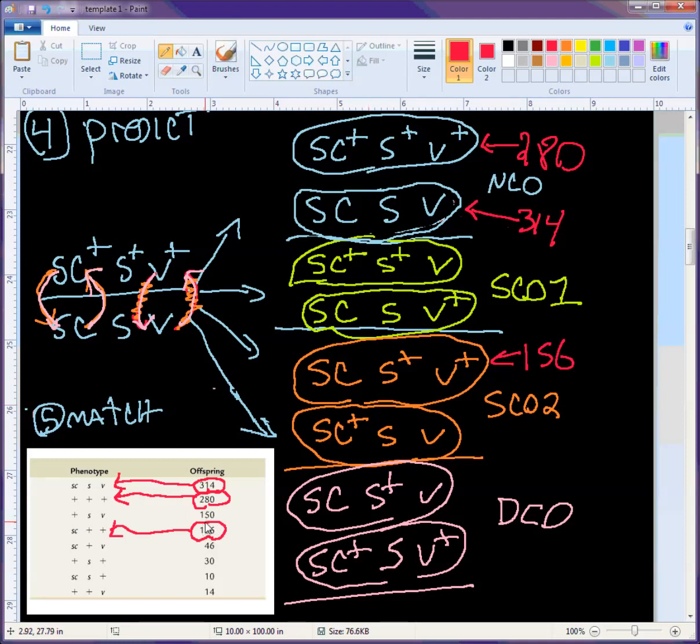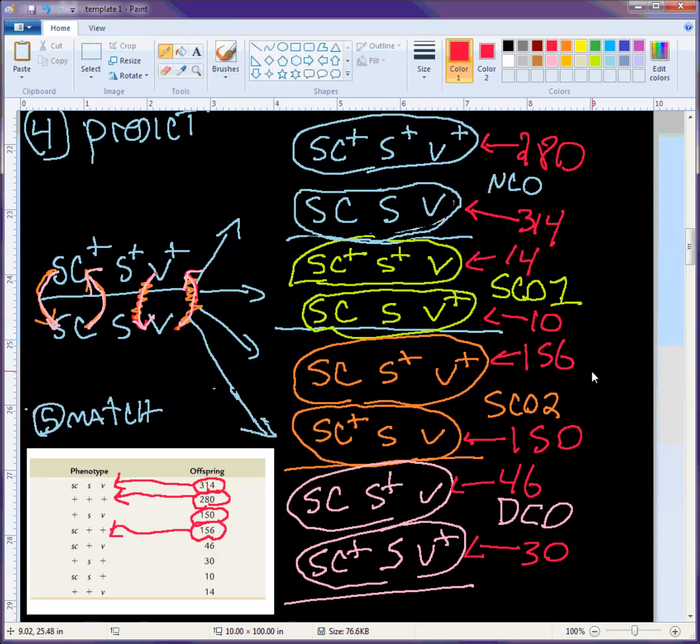And then we can transfer all these numbers over. So 150 have mutant for sable and vermilion, so they must have come from here. 46 are mutant for scute and vermilion, so they must have come from here. 30 have the sable mutation only, so they came from there. 10 have the scute and sable mutations only, so they came from there. And 14 have the vermilion, so they came from there.